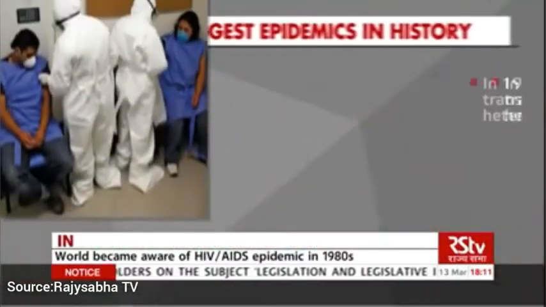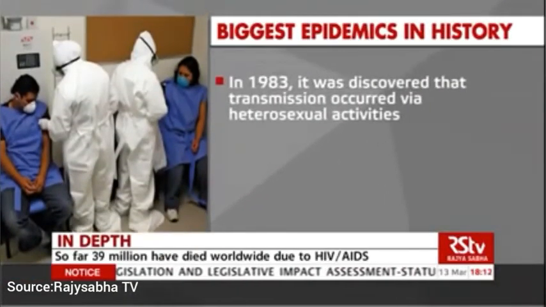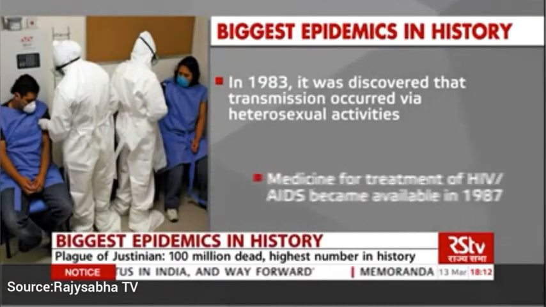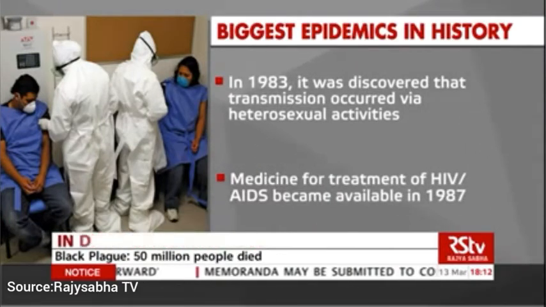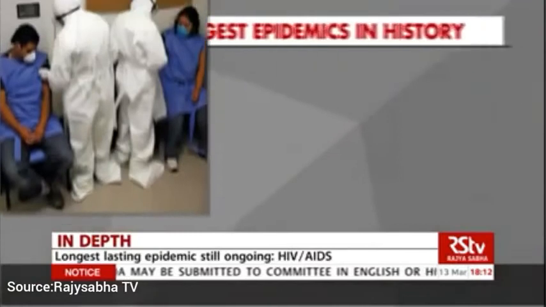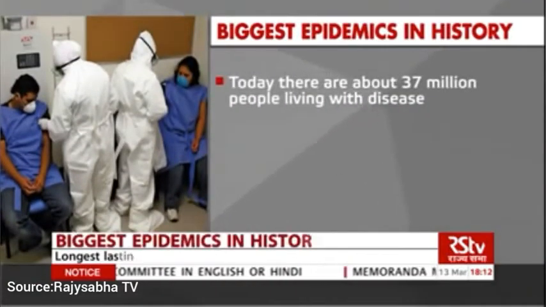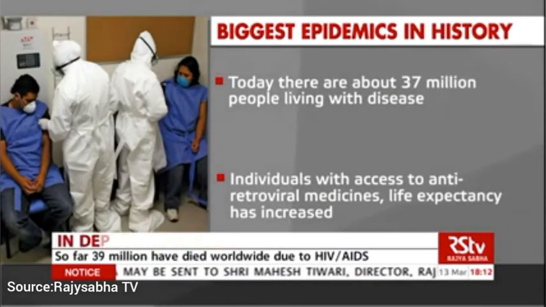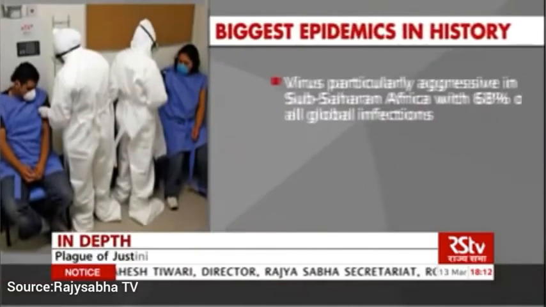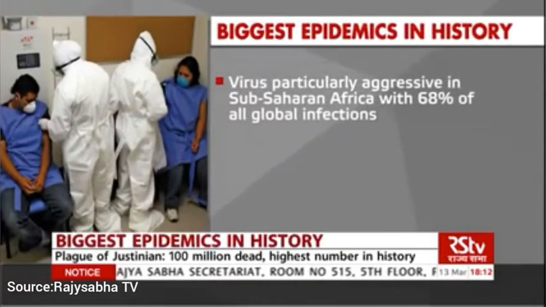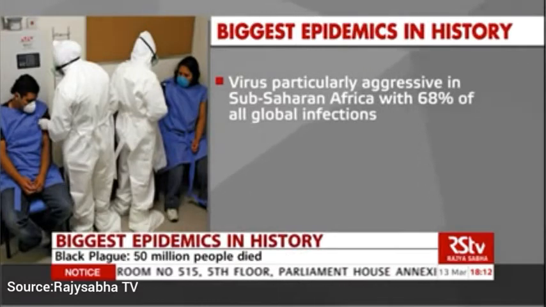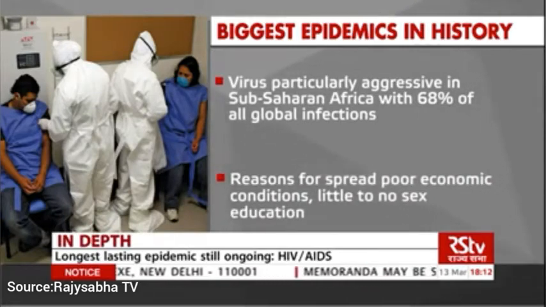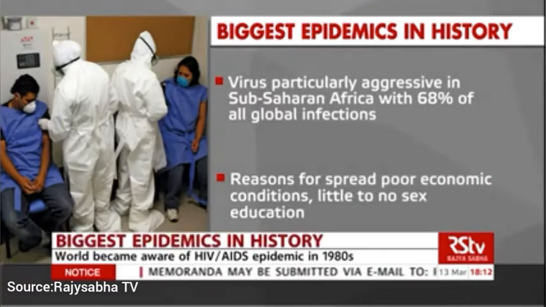When cases were identified in Europe and Africa in 1983, it was discovered that transmission occurred via heterosexual activities as well. Medicine for treatment of HIV/AIDS was not available until 1987, and today there are about 37 million people living with the disease. For those individuals that have access to antiretroviral medicines, life expectancy has increased. Currently, this virus is particularly aggressive in sub-Saharan Africa, where at least 68% of all global HIV/AIDS infections are found. The reasons for this are many, but stem from poor economic conditions and little to no sex education.